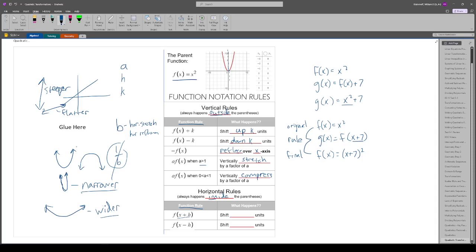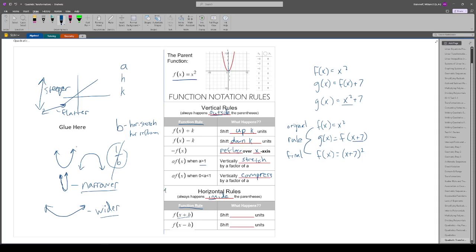Horizontal rules are really simple because all we're doing horizontally is translating. We are not reflecting and we're not stretching and compressing in Algebra 1. In Algebra 2, they'll bring that back and it'll be more complex. But for now, we're just shifting. But it is backward, like before.